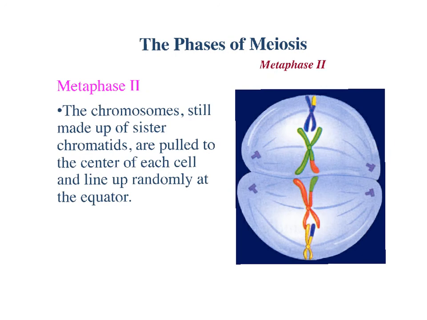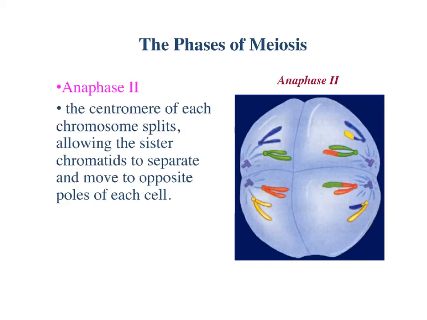Okay, now during metaphase 2, it's the sister chromatids that line up down the middle. This looks just like it did in mitosis. These sister chromatids are eventually going to get pulled apart, but this looks like mitosis, just happening in two cells at the same time. We can still use our hint word here, middle, because that's where they're lined up.